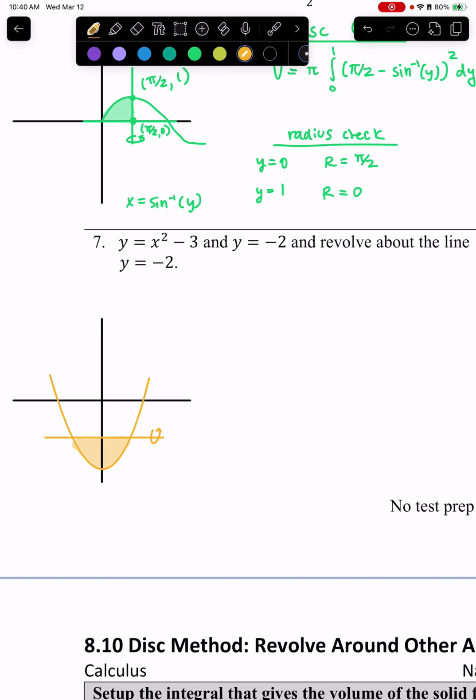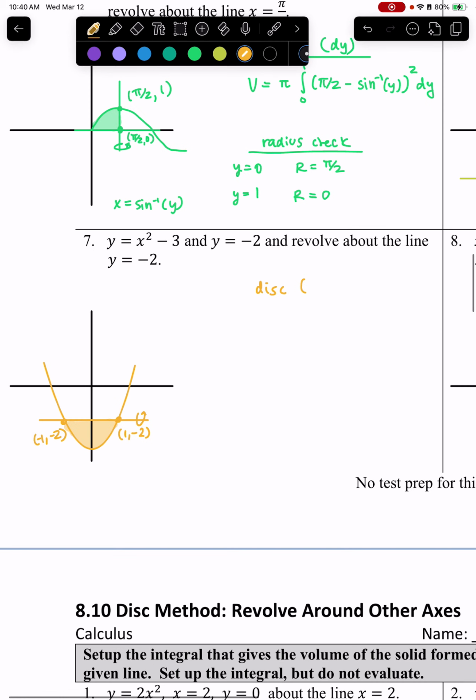Okay, the intersections, if we set y equal to negative 2 and add 1, we'd get 1 equals x squared, so x is equal to plus or minus 1. So this is going to be negative 1 comma negative 2, this is going to be 1 comma negative 2, and we're going to do disk method. This is going to be also a dx integral.